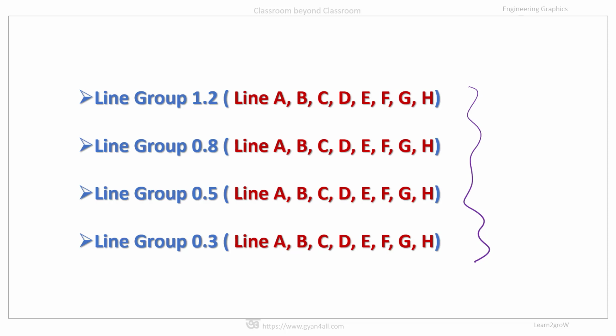The thickness of each line A, B, C, D, E, F, G and H is defined under this line group. For A type line, which is continuous thick line, the thickness will be 1.2, and for B, the thickness is 0.4 and so on as per ISI 1972. These thicknesses will be different for other line groups.